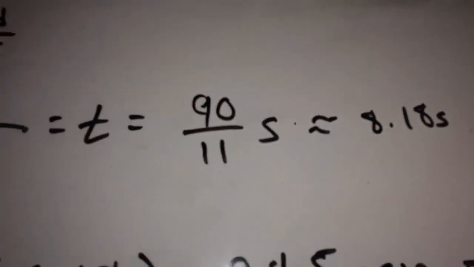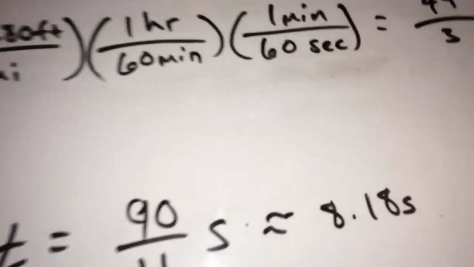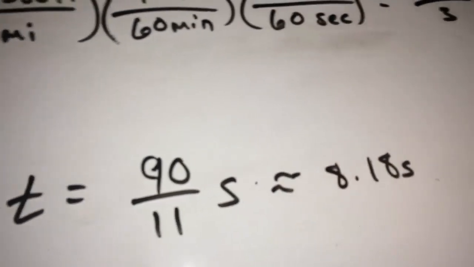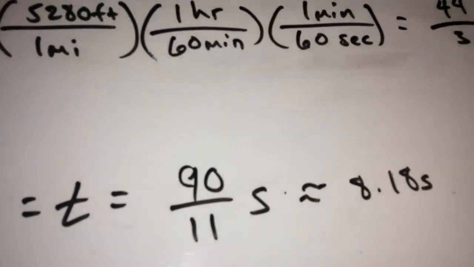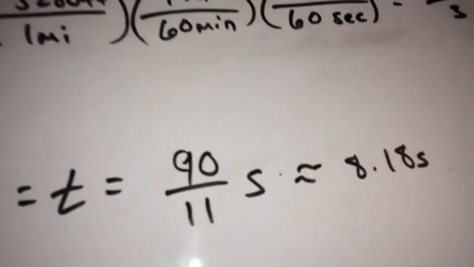Now with significant figures, you typically want to keep one extra figure in your intermediary calculations. So we're not going to round that off to 8.2.